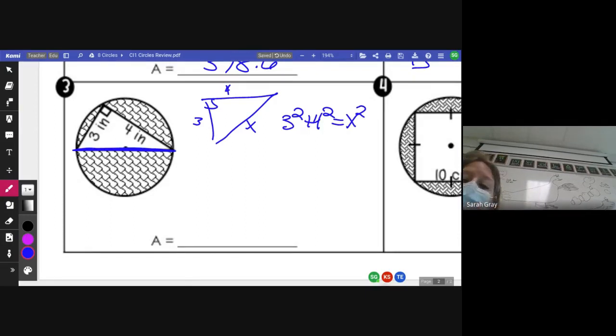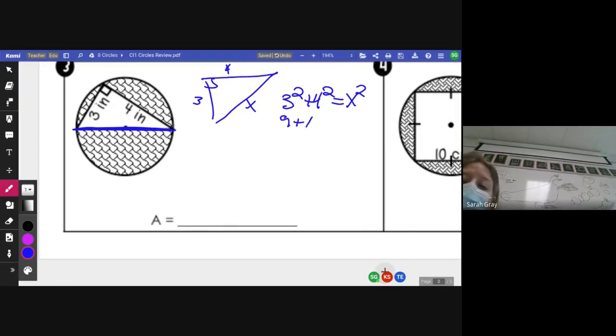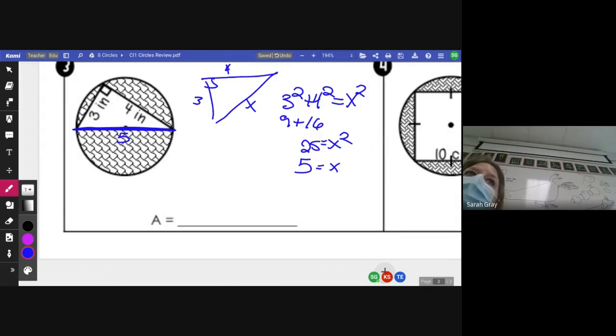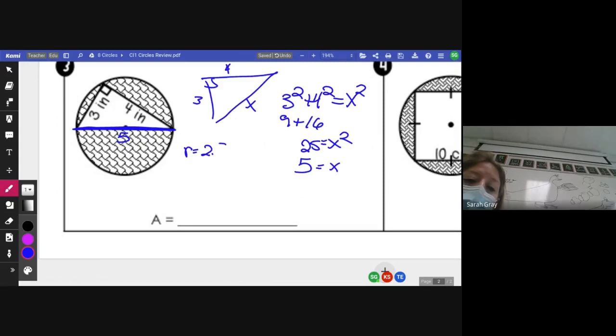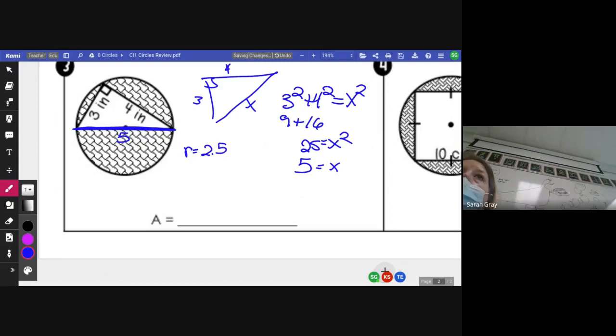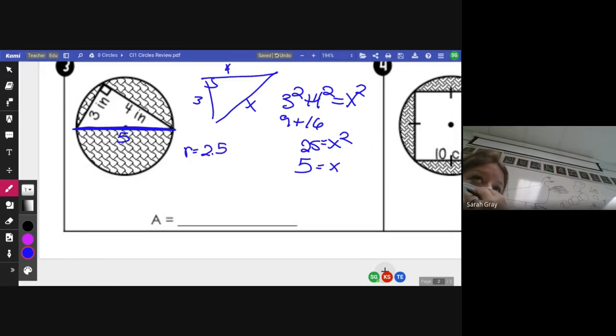Small, medium, large. 9 plus 16 is 25. So x is 5. Now be careful, that's the diameter and not the radius. The radius is actually 2.5 because it's half of 5. So then we'll do area of circle minus area of triangle.